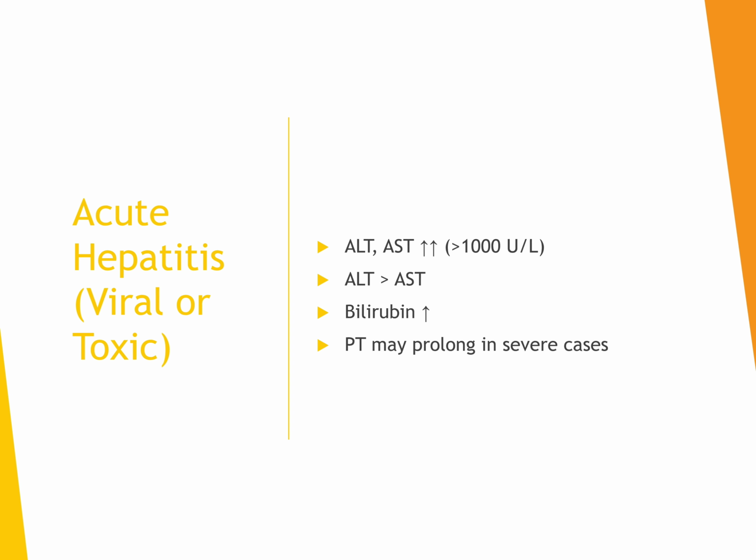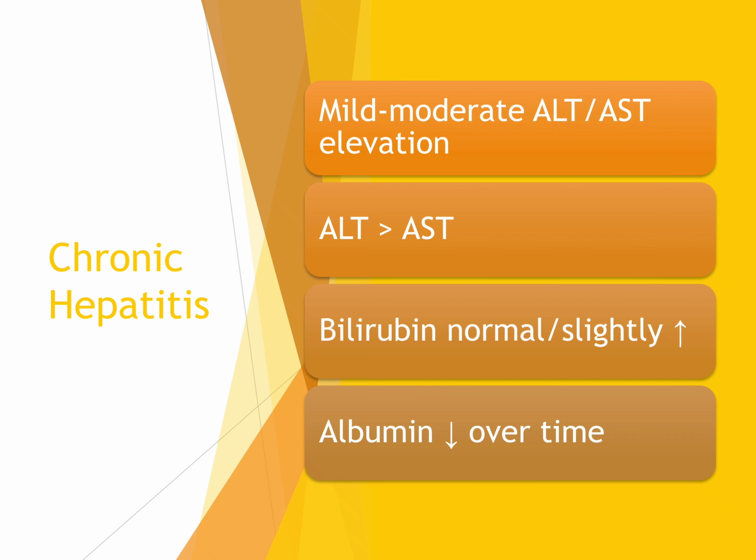In acute hepatitis, hepatocytes burst open. ALT skyrockets, sometimes into the thousands. If PT starts to prolong, that's a red flag for hepatic failure. Chronic hepatitis tells a slower story. The enzymes fluctuate, and albumin begins to fall as fibrosis sets in.